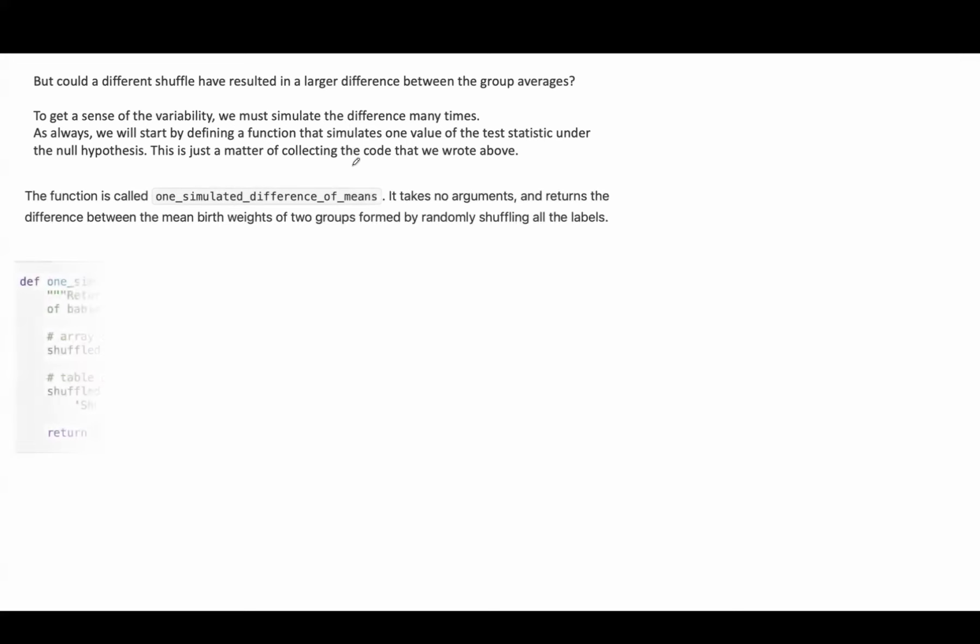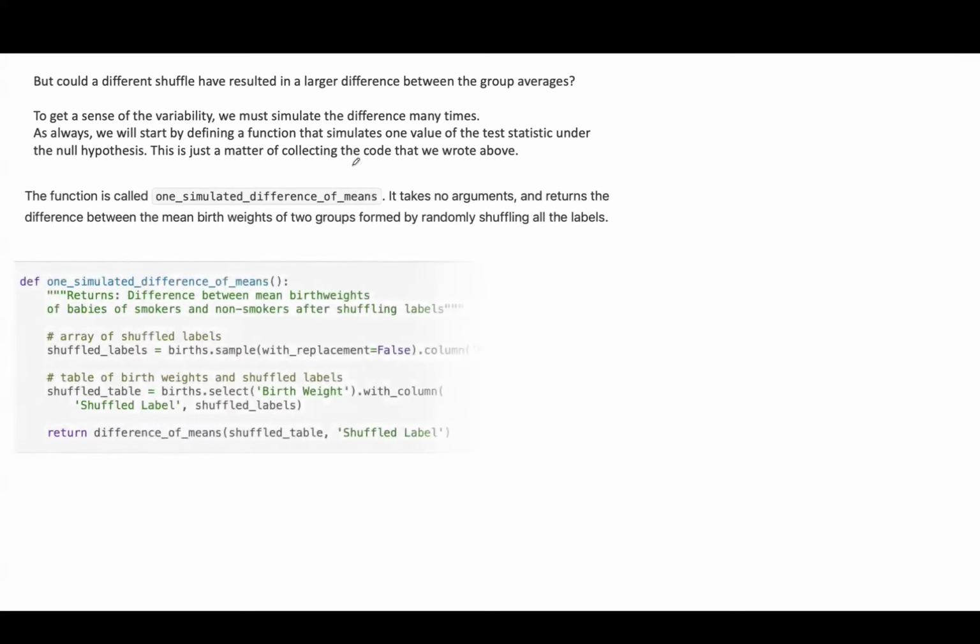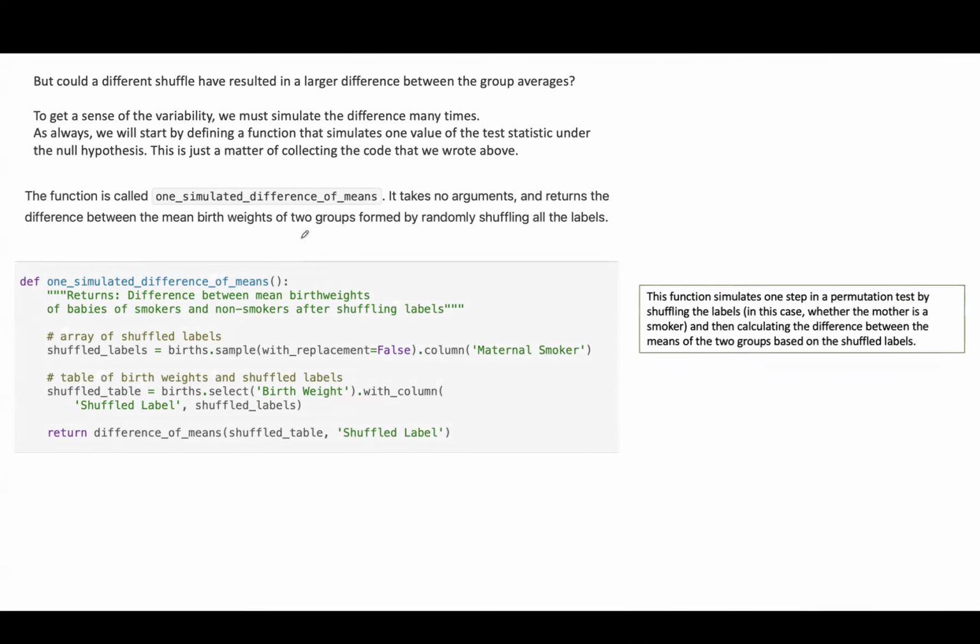Very good. But could a different shuffle have resulted in a larger difference between the group averages? To get a sense of variability, we must simulate the difference many times. As always, we will start by defining a function that simulates one value of the test statistic under the null hypothesis. This is just a matter of collecting the code that we wrote in the previous slide. The function one_simulated_difference_of_means takes no argument, and it returns the difference between the mean birth weights of two groups formed by randomly shuffling all labels.